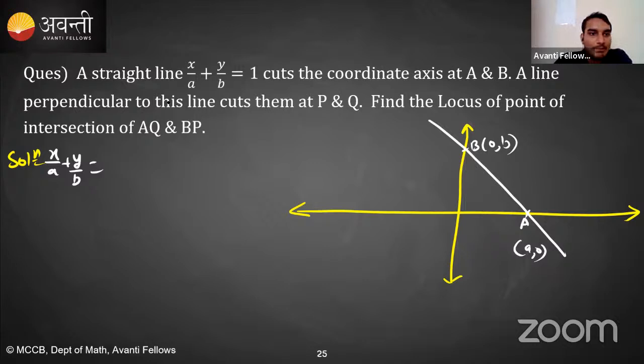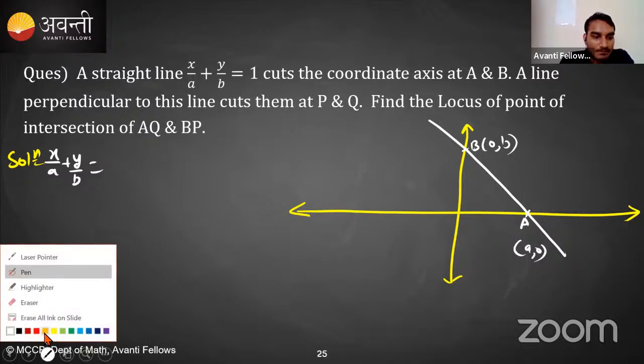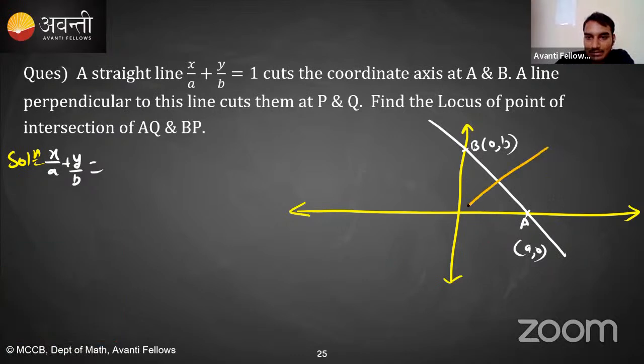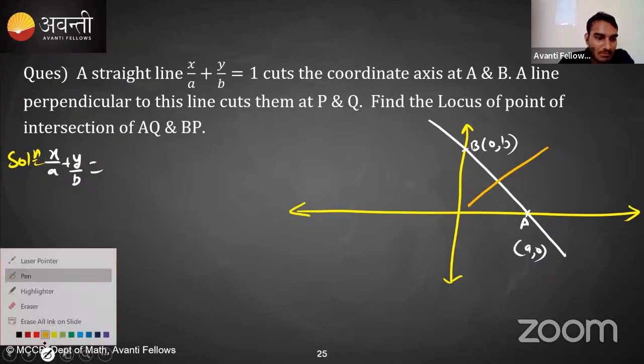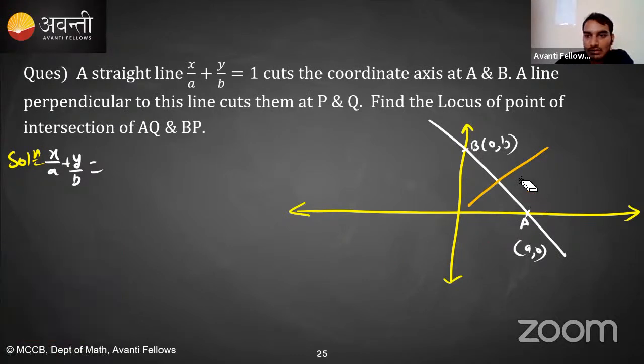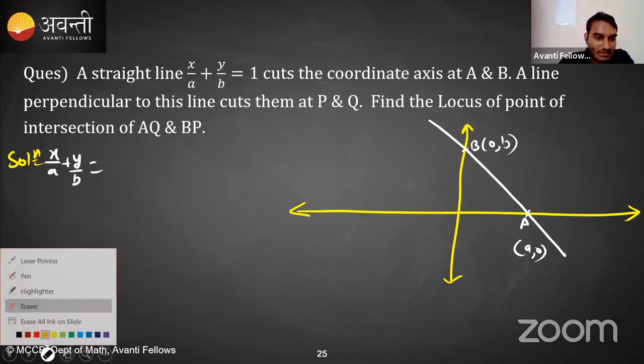Okay. A line perpendicular to this line cuts them at P and Q. So there is a line perpendicular to this line. Maybe like this. One second. Maybe the line which is perpendicular to this line is like this. Just let me draw.